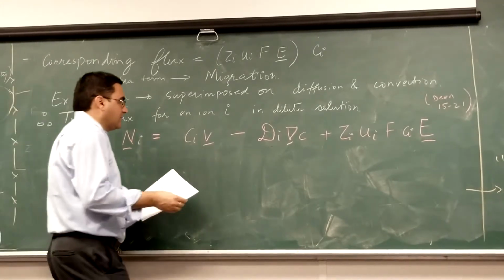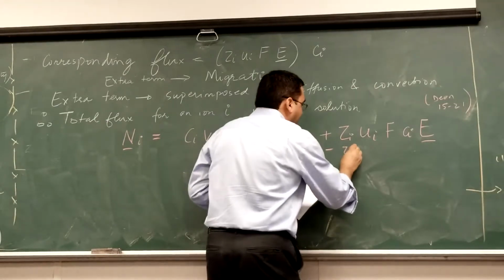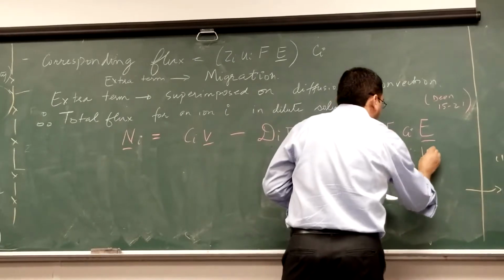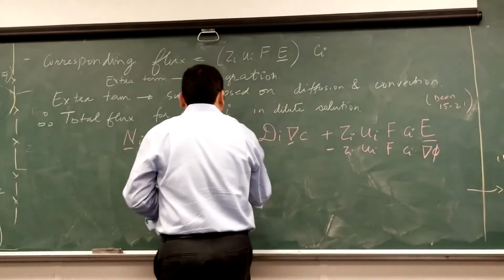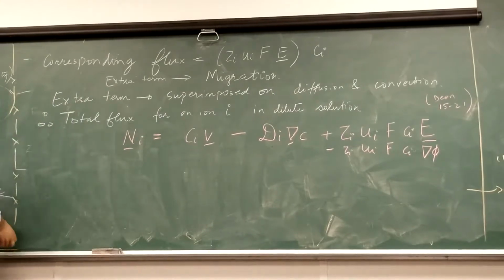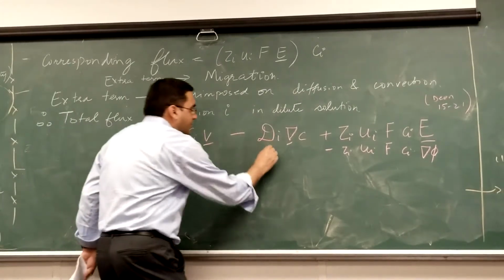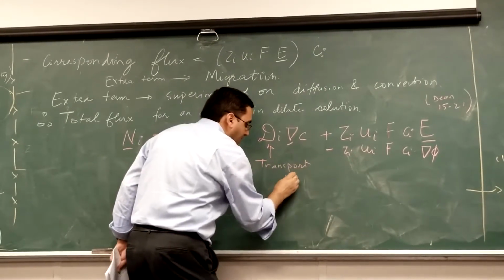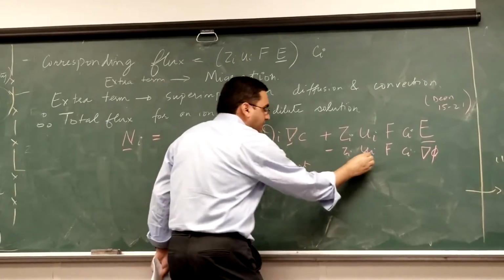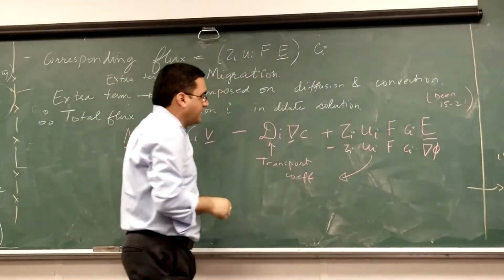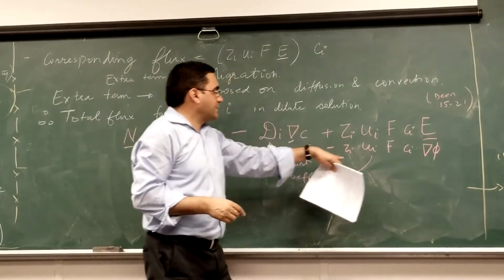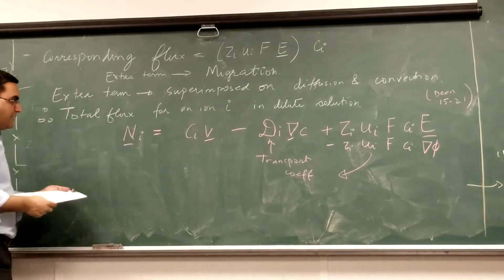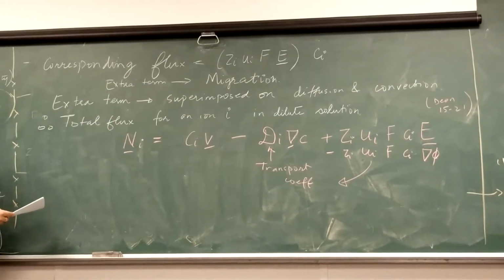And then I could replace this by Zi, Ui, F, Ci. So I have minus and minus here. So this is a transport coefficient. And so is this one. So if we can actually measure both those quantities, these equations are useful as such. But there's an additional simplification that can be done for dilute solutions.